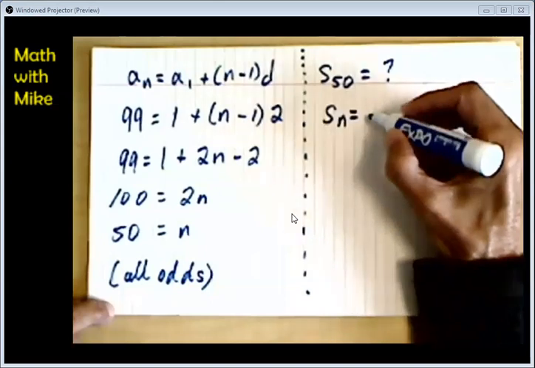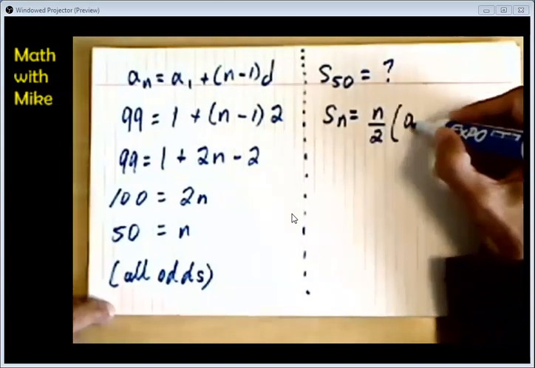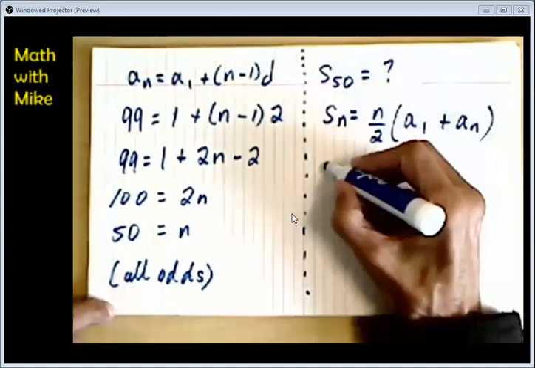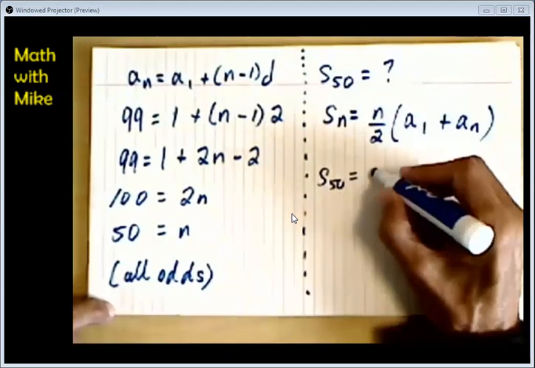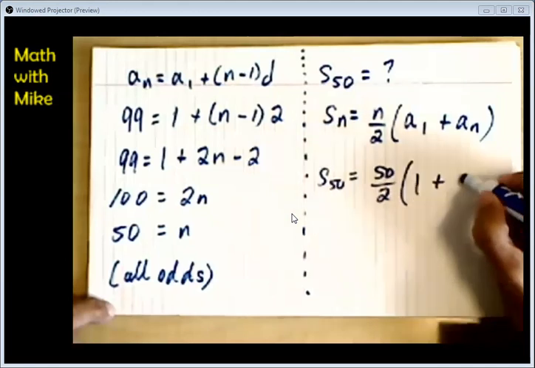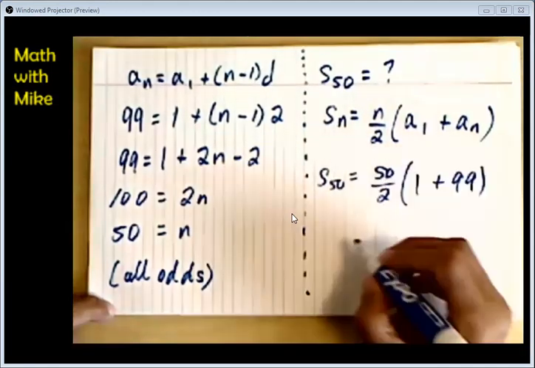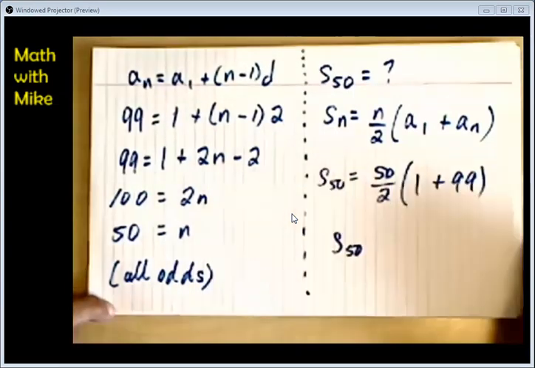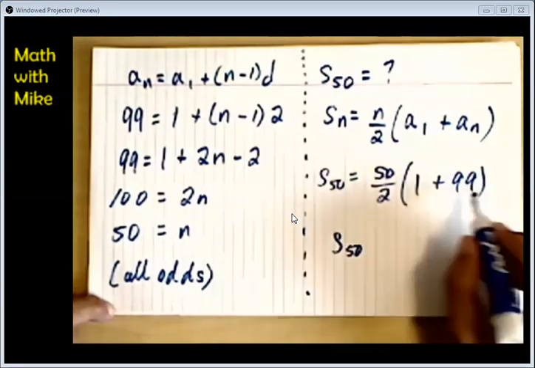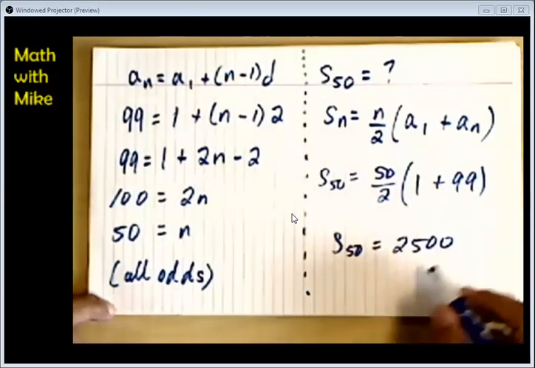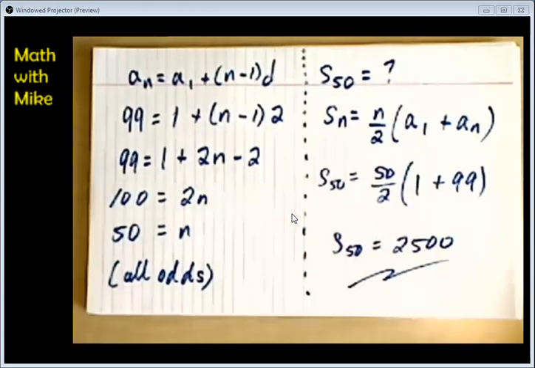Sn is n over 2, first term plus the last term. So S50 will be 50 divided by 2. The first term is 1. The last one is 99. 50 divided by 2 is 25. 1 plus 99 is 100. So hopefully you're okay in getting a final answer of 2,500 for the sum of those values there.